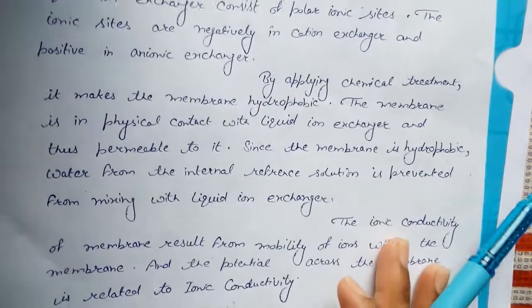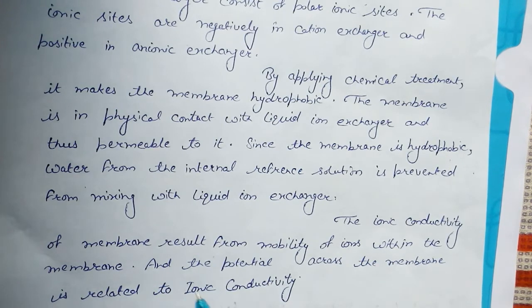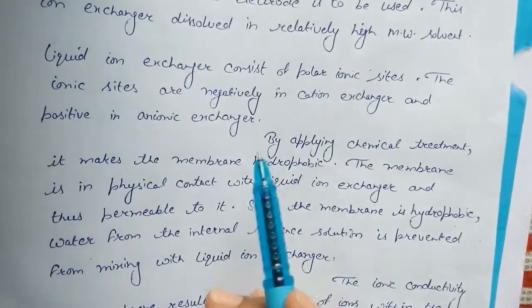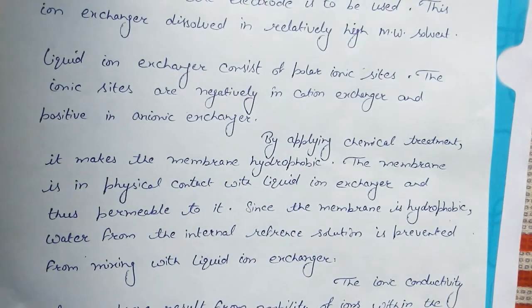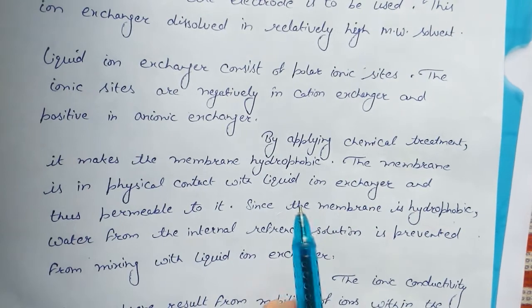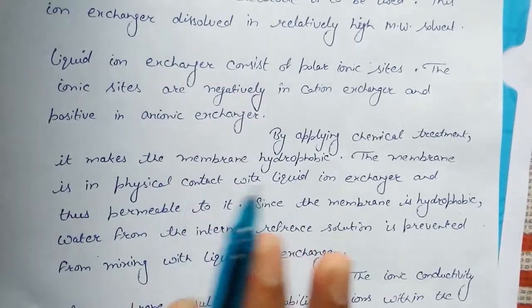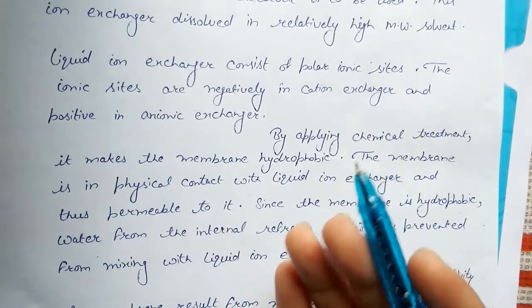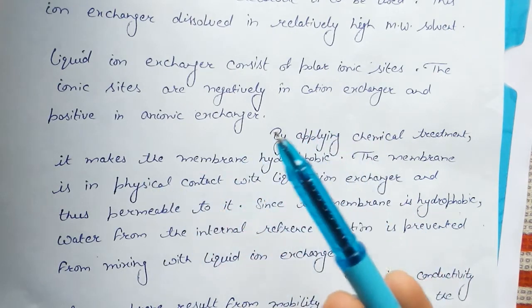Right? The ion conductivity of the membrane results from the mobility of ions within the membrane, and the potential across the membrane is related to ion conductivity. Right? I hope you get this video. In this video we have discussed two types of electrode. First one is our solid state electrode, second one is our liquid membrane electrode. Ion selective electrode consists of four types of electrode. So our fourth one we will discuss in the next video, and then we will discuss the advantages and disadvantages of ion selective electrode.